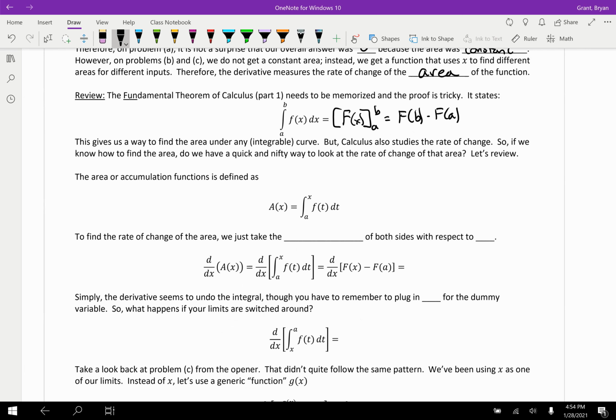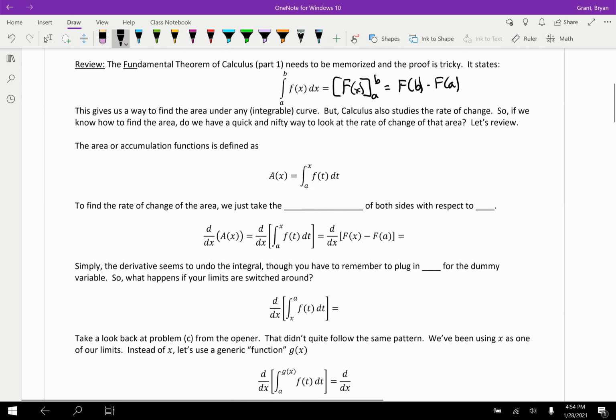Okay, so what does the fundamental theorem do? Well, the fundamental theorem gives us a way to find the area underneath any integrable curve. But we discussed how the fundamental theorem relates areas and derivatives together. And since calculus also has that differential calculus, that derivative branch, then we are also going to see if there's a shortcut that lets us study how fast the area of a function changes, essentially the derivative of the area.